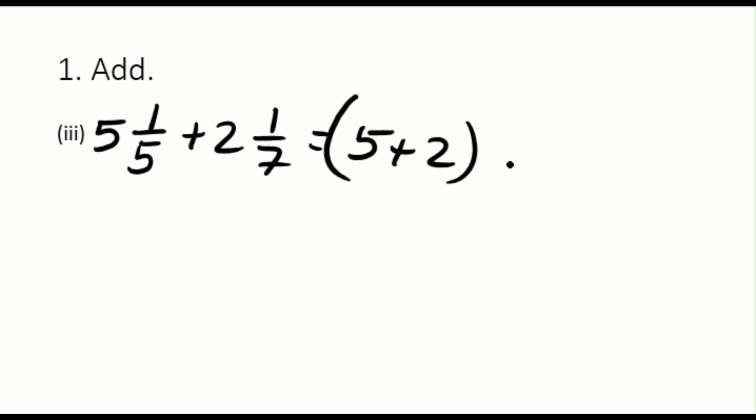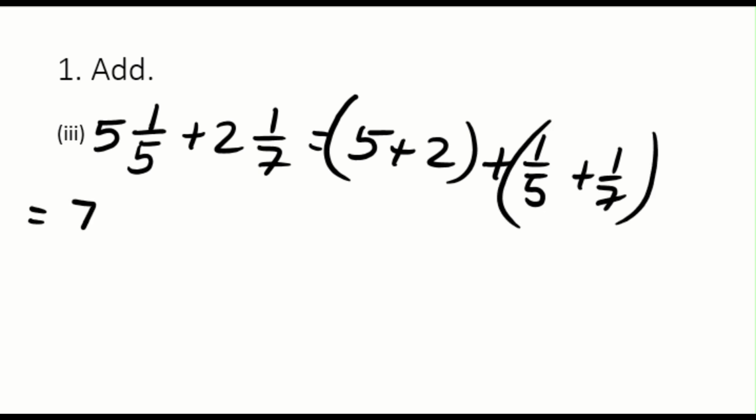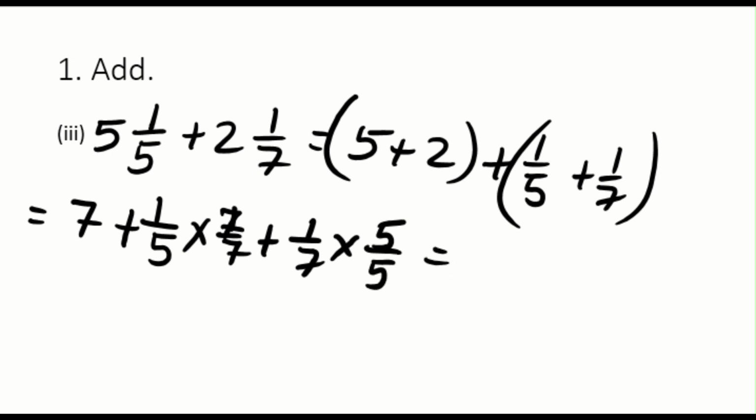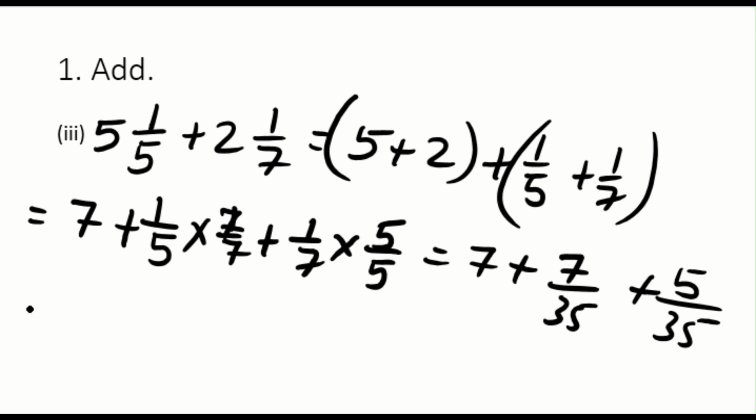Okay, then our next question is 5 1 by 5 plus 2 1 by 7. Again we can add both the numbers, 5 plus 2 plus 1 upon 5 plus 1 upon 7. Then 5 plus 2 is 7 plus, now we have to make both the fractions like fractions. So to make them like fractions, I'm multiplying 1 by 5 into 7 upon 7 plus 1 by 7 multiplied by 5 upon 5. Then we'll get 7 plus 7 upon 35 plus 5 upon 35, which is equal to 7 plus 12 upon 35. Our answer is there.